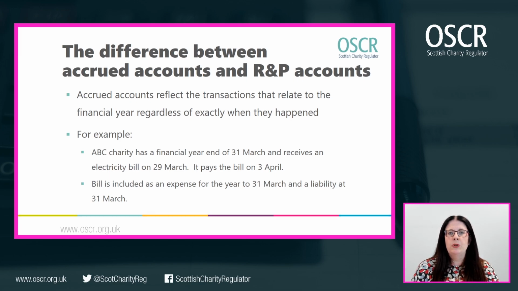Imagine a charity, we'll call it ABC Charity, and it has a financial year end of the 31st of March. It receives a bill for its electricity on the 29th of March, and it pays the bill after its financial year end on the 3rd of April. That bill for electricity would be included as an expense when the charity is preparing its accounts for the year to the 31st of March, and it would include that bill as a liability which would be included in its balance sheet as at the 31st of March.